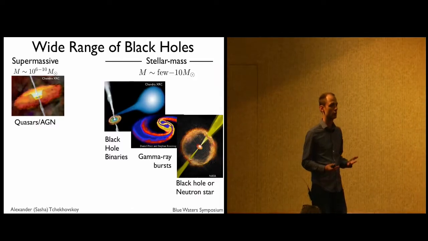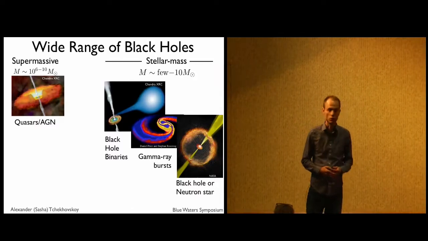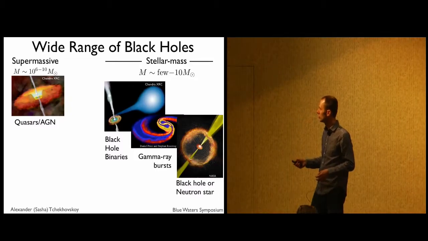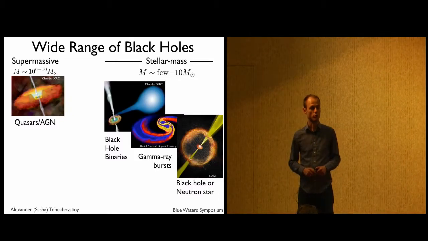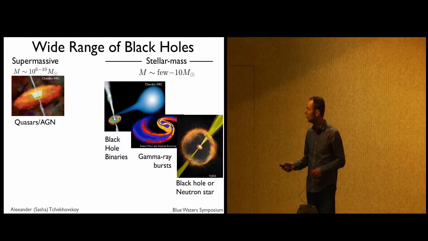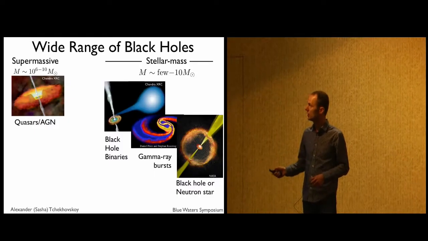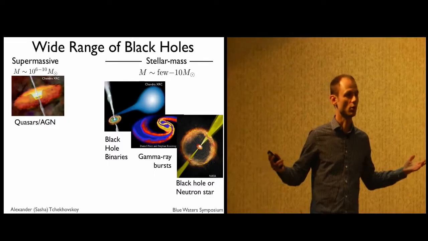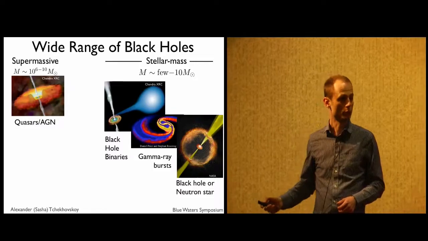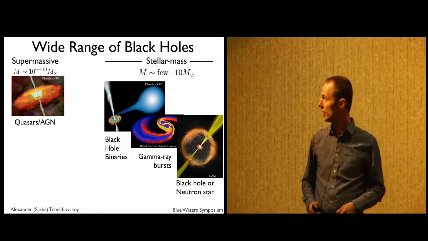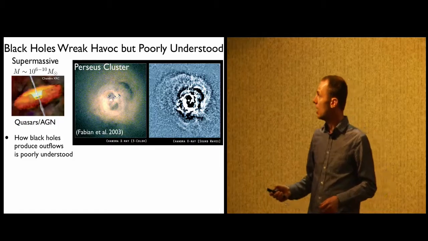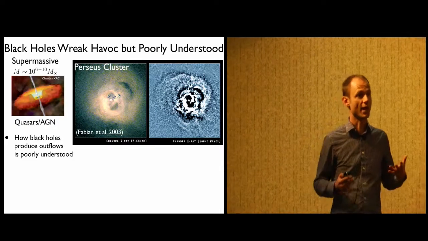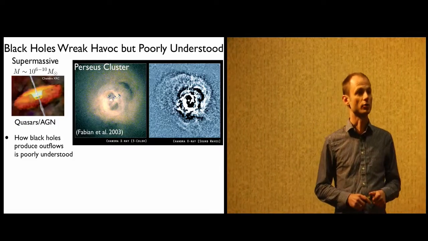Those are end products of lives of massive stars, and they occur in binary systems and during core collapse of massive stars. Even though the physics that I'm going to be talking about works irrespective of the mass scale of the black hole, I will be mostly focusing on the supermassive black holes. And these guys wreak a lot of havoc on their environments.